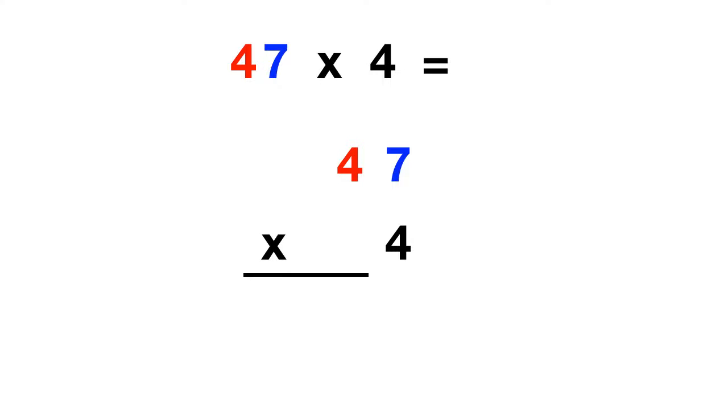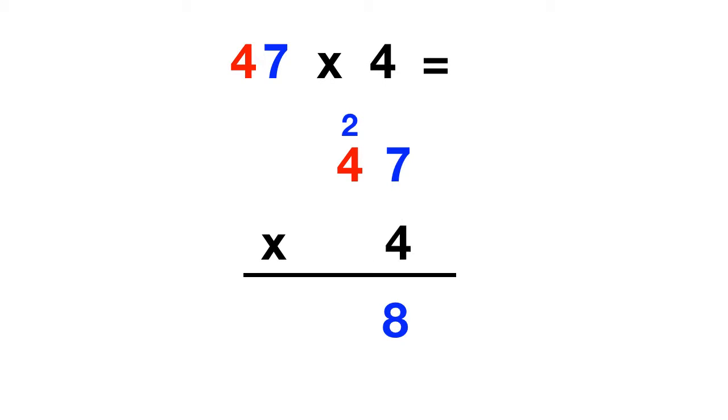Here's another. Use the standard method to figure out what 47 times 4 equals. Well, you can begin by writing out 47 times 4. Then you start by multiplying 4 times 7 ones. 4 times 7 gives you 28. Which we write by regrouping.